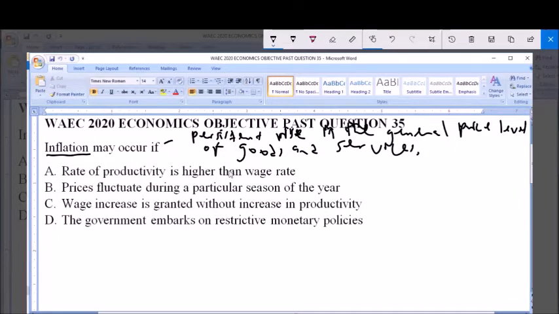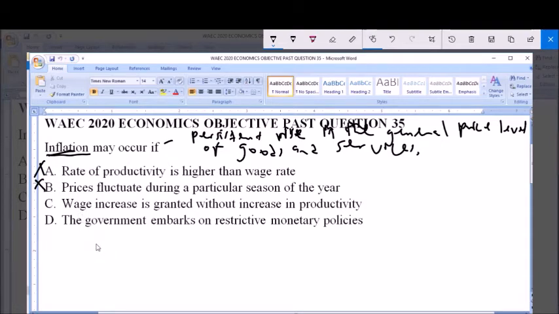Option A says rate of productivity is higher than wage rate. Productivity being higher than wage rate cannot lead to inflation, because the productivity is more than the amount of money that can be put into circulation from the wages of the citizens. So this is not the answer to the question. Option B says prices fluctuate during a particular season of the year. This option also cannot be linked directly to inflation. Fluctuation of prices during a specific season cannot directly relate to inflation.